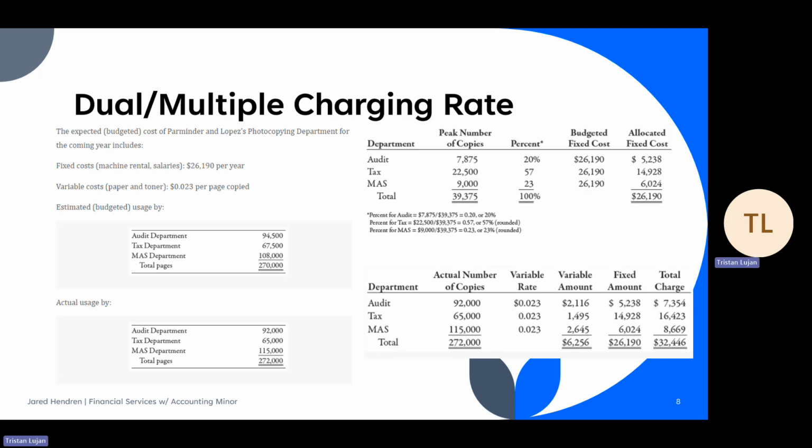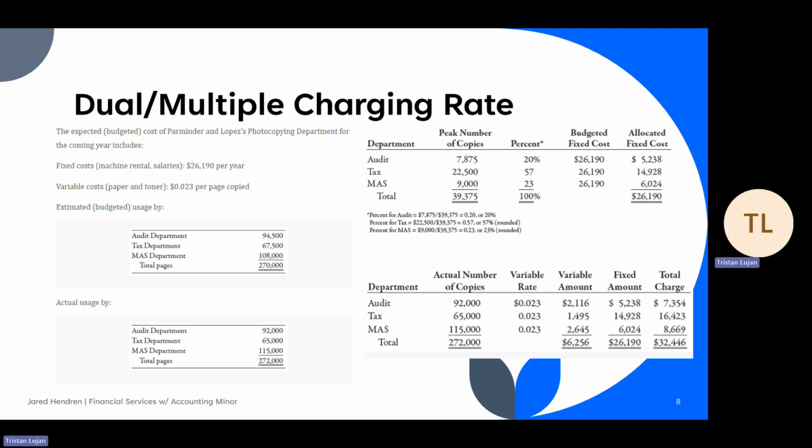Moving on, now for the dual charging rate. Think of it as a single charging rate, but different. It is different because instead of grouping the fixed and variable costs, it treats them separately. That basically means more work for us. We're going to use the same example as the last slide. The variable rate we already know, which is 2.3 cents per page. But we need to develop a fixed rate in order to separate them because we currently only have total fixed costs. For this problem, we are basing the fixed rate on budgeted monthly peak usage for each department, which is given.